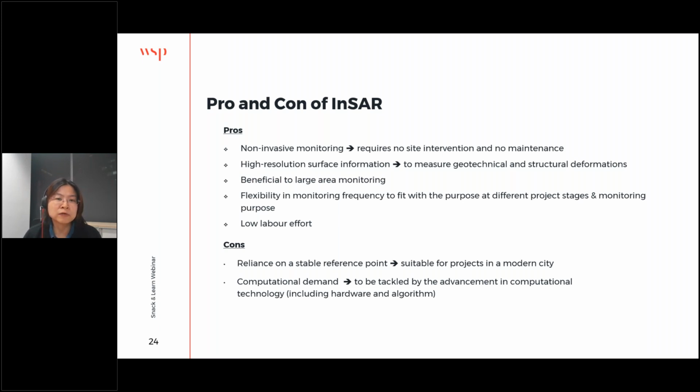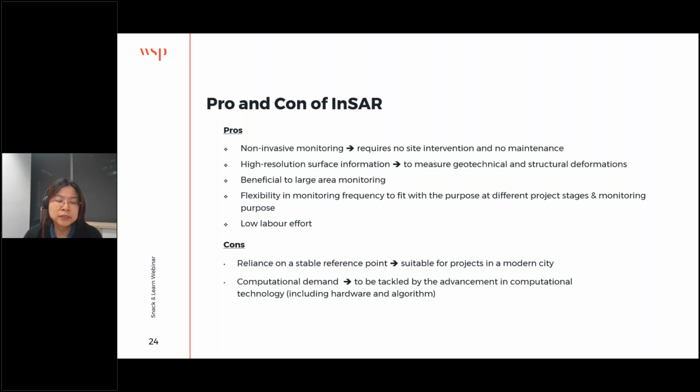For rapid change or for constant ground areas, it could be monthly or yearly monitoring. So it depends on the project requirements and monitoring purpose. The cost can definitely be adjusted, because if it's yearly, we only need two images per year, which is low cost. So labor effort is low.